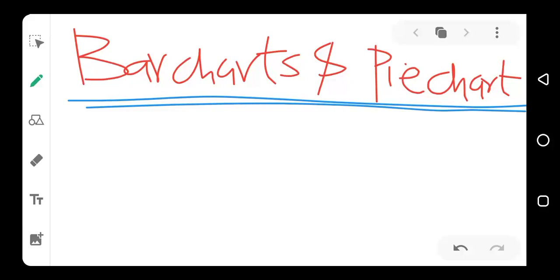Today we are going to look at bar charts and pie charts. They are still under data presentation, other ways of presenting our data or making useful information from the data given to us. In the previous lesson, we talked about frequency tables, but today we are talking about bar charts and pie charts. A bar chart is a way of representing data using bars to represent the frequency of the data.